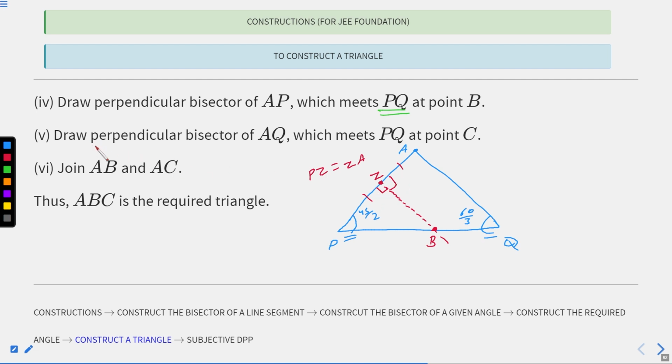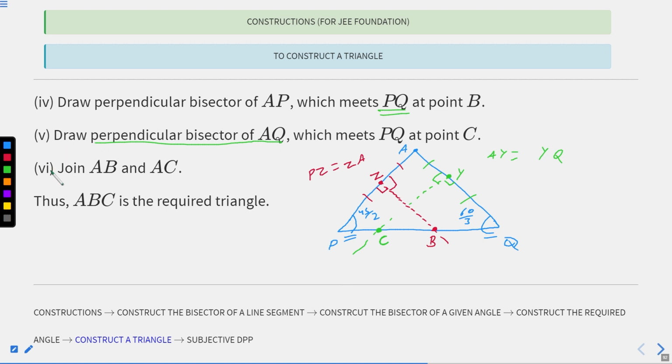Now doing the same with AQ, the perpendicular bisector of AQ, which meets PQ. So again the perpendicular meets PQ, and this is also 90 degrees. This length is equal to this. Name it as Y, and here it meets at C. We know AY is equal to YQ because it is a perpendicular bisector. Bisector means the line segment is divided into two equal parts. The precise word is to divide: the perpendicular bisector divides the line segment into two equal parts.